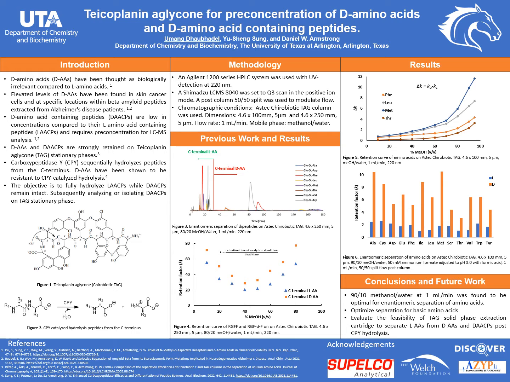So in conclusion, 90-10 methanol water as a mobile phase provided the optimal results. For future work, I need to optimize separation of basic amino acids, which are not listed in figure 6. Likewise, we have to ultimately evaluate the feasibility of using TAG in a solid phase extraction cartridge to separate L amino acids from D amino acids and D amino acid containing peptides.